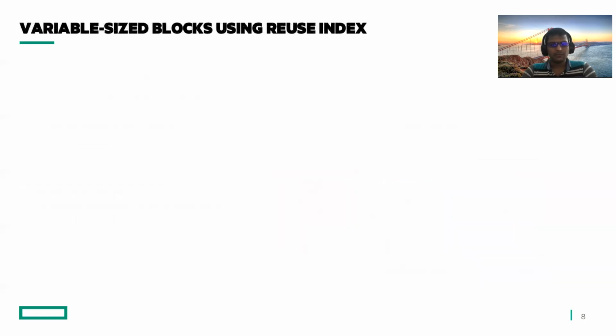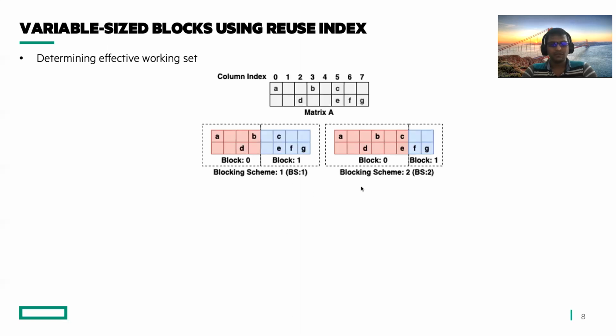Now we can show how to determine an effective working set. We have used a sample matrix A with two different blocking schemes to explain our methodology. Both blocking schemes, BS1 and BS2, have the same number of blocks, which is 2, but the block sizes in these schemes are different. In blocking scheme 1, we have used a constant size to determine the blocks, a block size of 4 here. So block 0 and block 1 have 4 columns each.